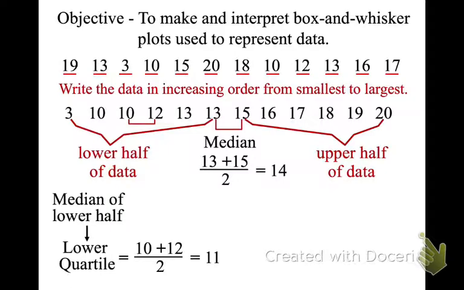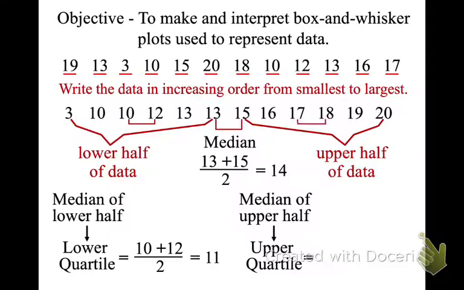We're going to do the same thing for the upper half of the data. And again, remember, the upper half of the data starts with 15 because my median is 14. So I'm finding the middle two numbers, and that's 17 and 18. I add them together and then divide them by 2. So 17 plus 18 is 35. Divided by 2 is 17 and a half.